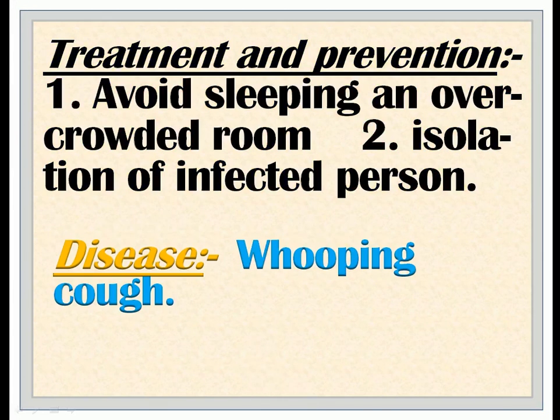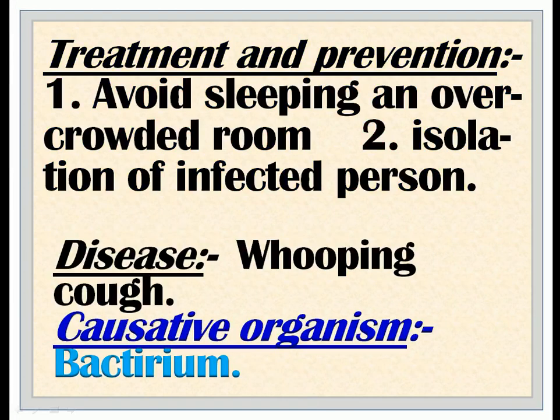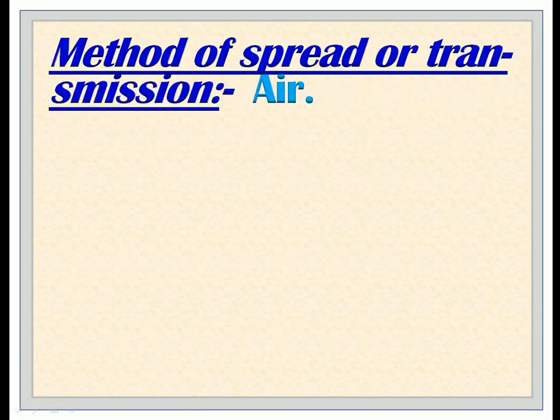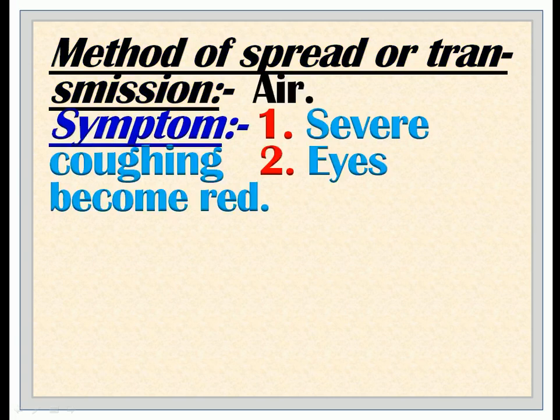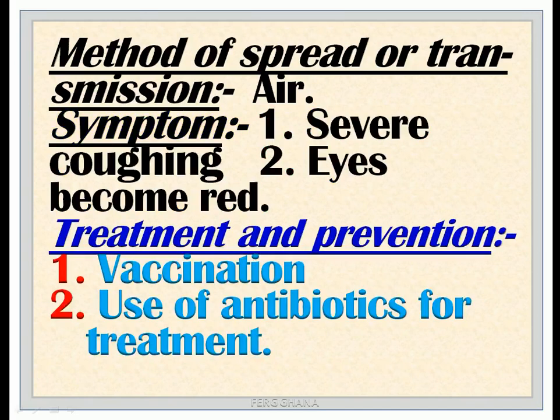Disease: whooping cough. Causative organism: bacterium. Method of spread or transmission: ear. Symptoms: 1. Severe coughing. 2. Eyes become red. Treatment and prevention: vaccination, use of antibiotics for treatment.